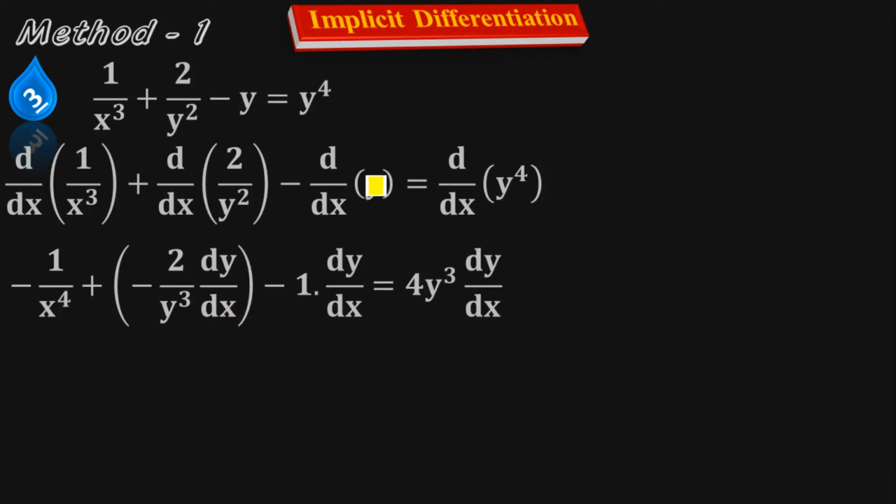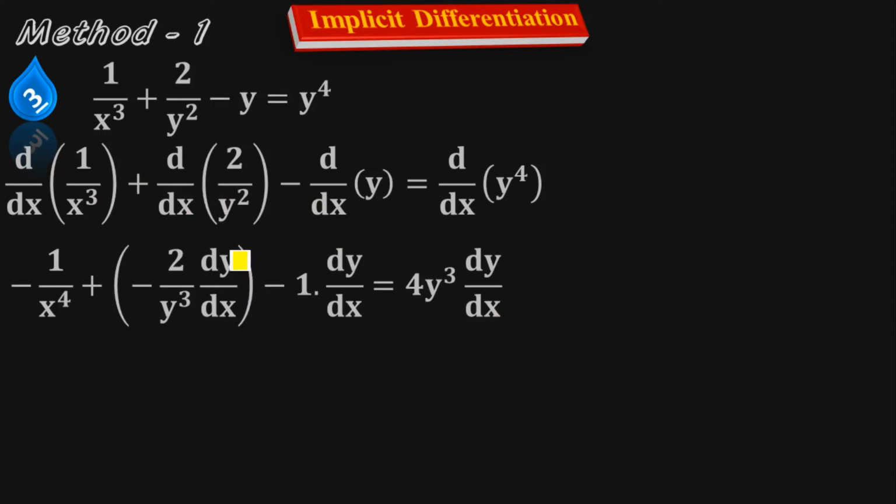Similarly, apply the power rule for the y here, which is 1, and then times the derivative of the inner function, which is dy over dx. Apply the power rule here as well. So the derivative of y to the 4 is 4y cubed times the derivative of the inner function, which is y. It is dy over dx. Look, apply the same procedure for all the terms.